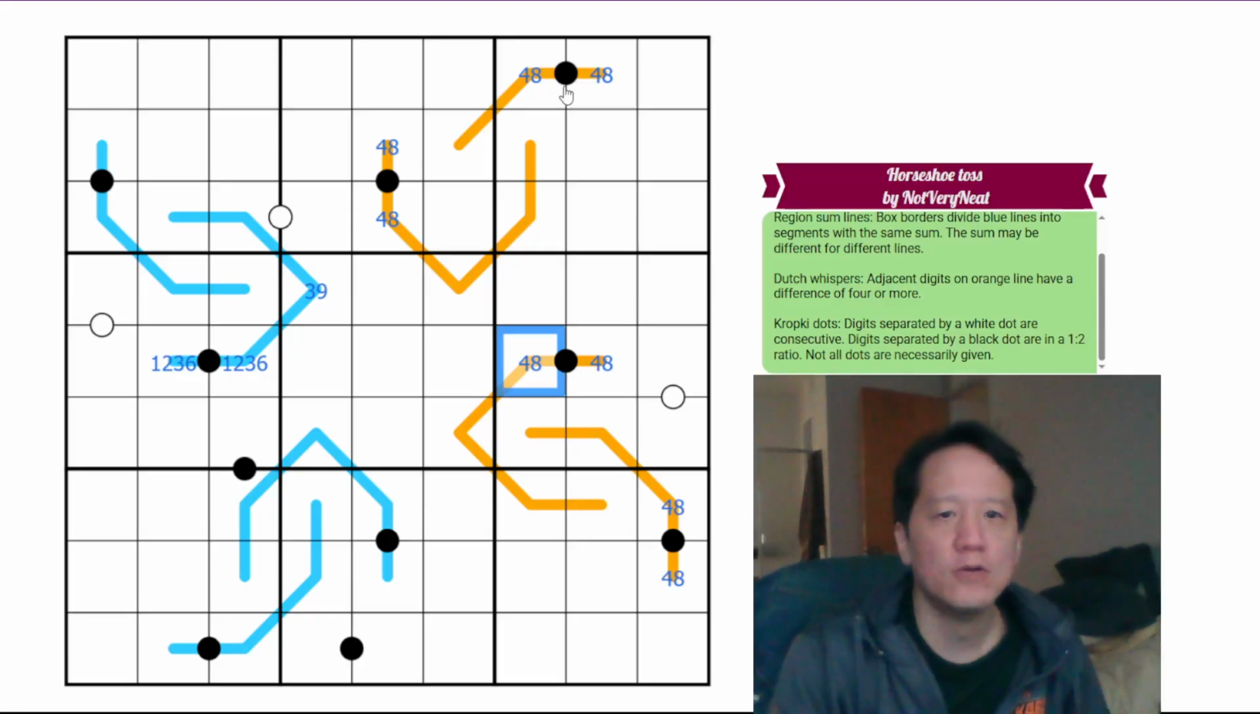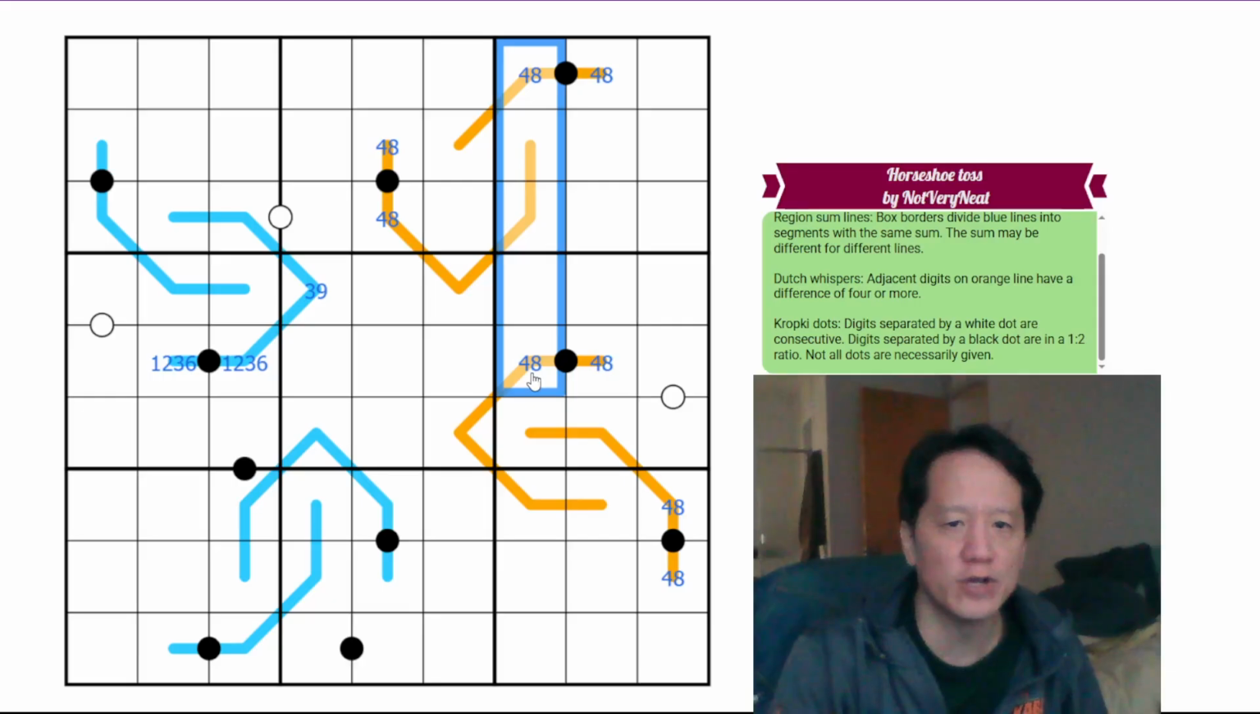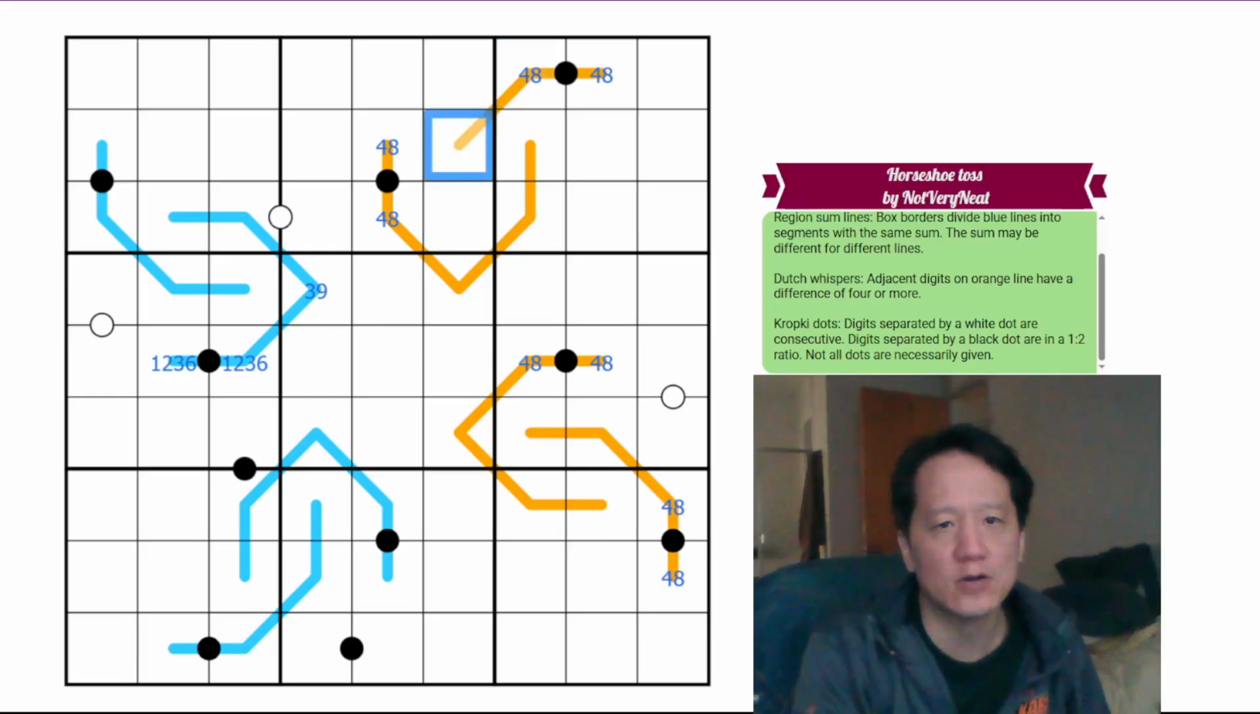Okay, so one of these digits is going to be a 4. The other one is an 8 because of the 4-8 pair in the column. So if this is 4, this would have to be a 9 here. If this is an 8, it would have to be 1, 2, or 3 because this can't be 4 because of the 4, 8 pair in the box.